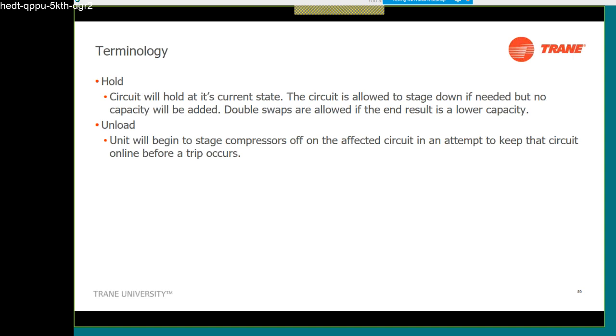Unload region: when we're up in an unload area, whatever compressors we have running, we're approaching a trip point, we're actually going to start unloading it, even if it means that we're not meeting the demand, even if it means that we're not able to provide the discharge air temperature we're trying to. We're trying to back the unit off in order to keep it online.